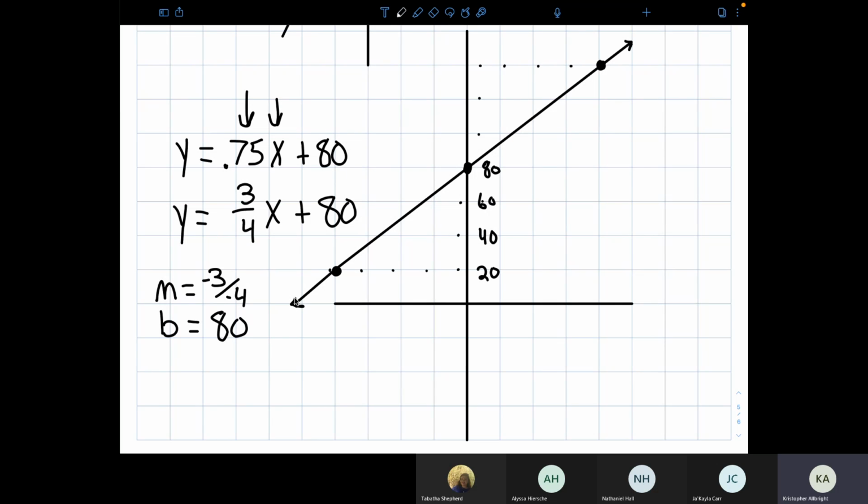And again, notice how you could have used any 2 of these points. It passes through all 3. So you don't need 3, but you can use them. Does this make sense?